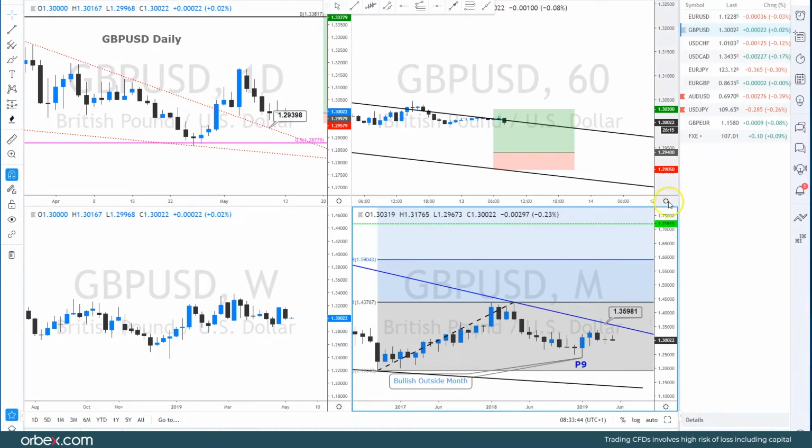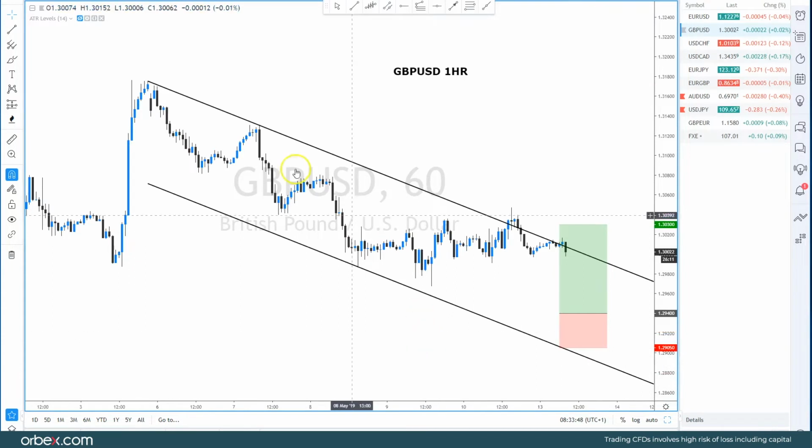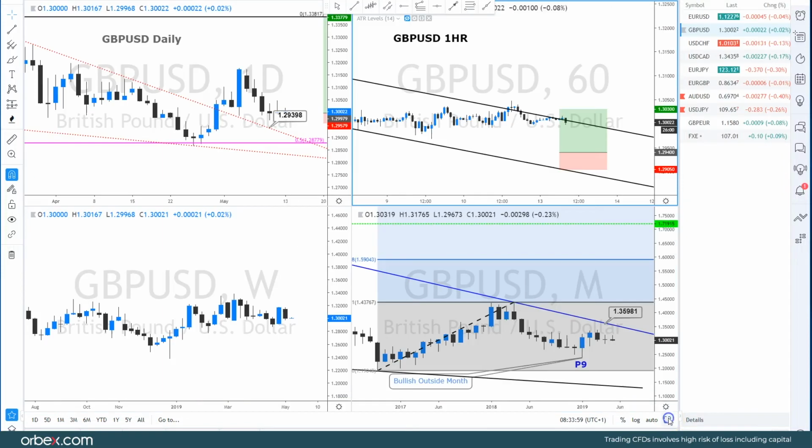Let's take a look at the shorter term chart. This bearish channel on the hourly chart is again trying to break higher from here. We're looking to buy into dips on a short-term basis as well.